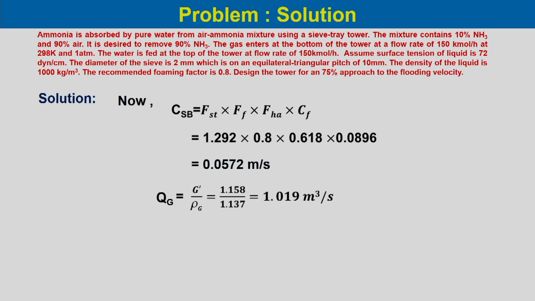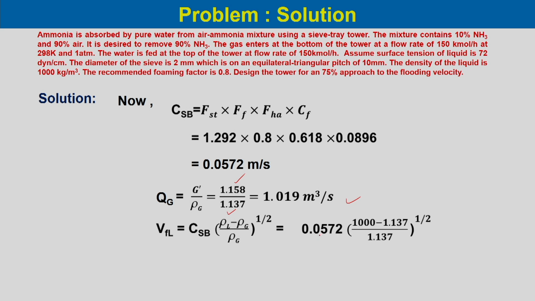Now, Qg would be equal to G dash by rho g. Rho g we have calculated, and G dash we have calculated. So, Qg would be equal to 1.019 meter cube per second. So, volumetric flow rate of the gas we can calculate. VFL we can calculate using this relation, which is 0.0572 into rho L minus rho g divided by rho g to the power half, which is 1.696 meter per second.